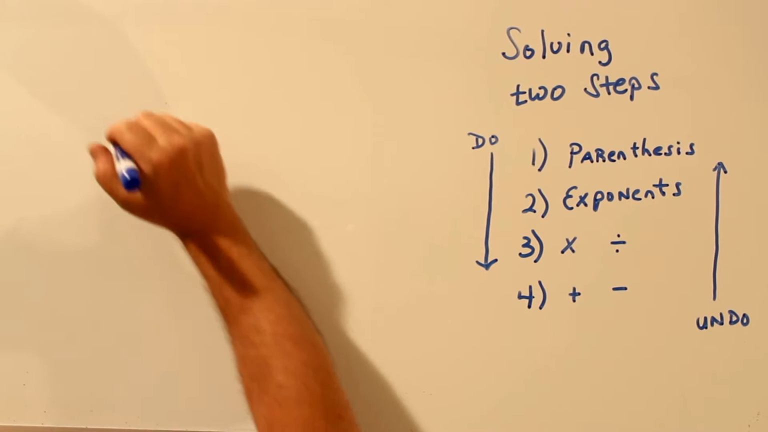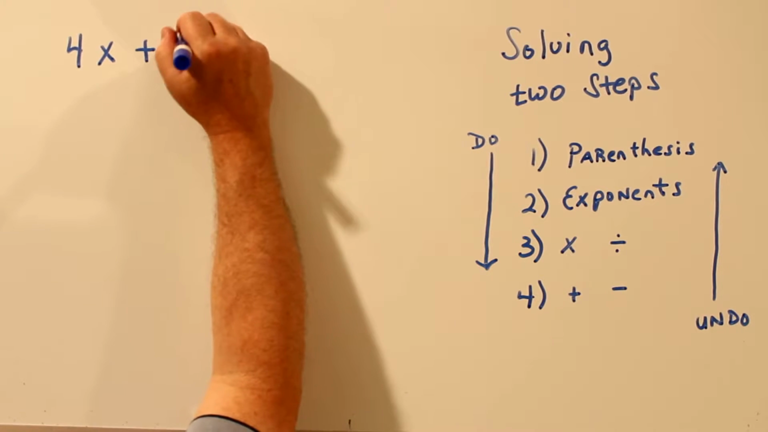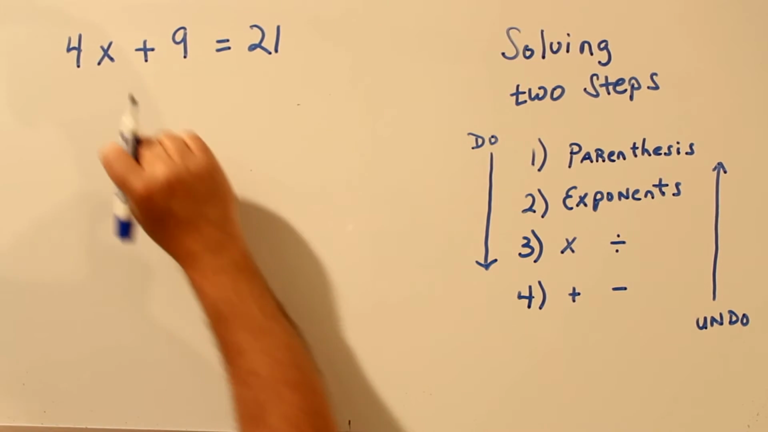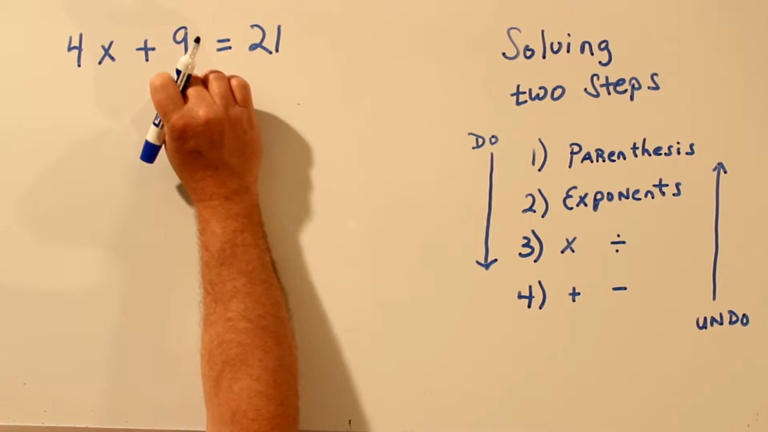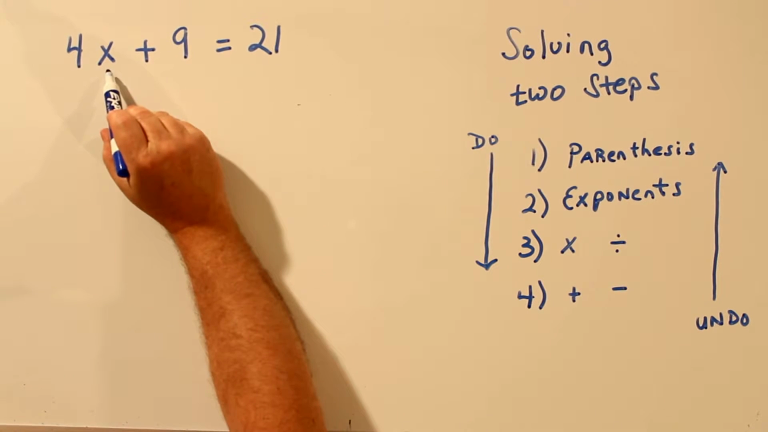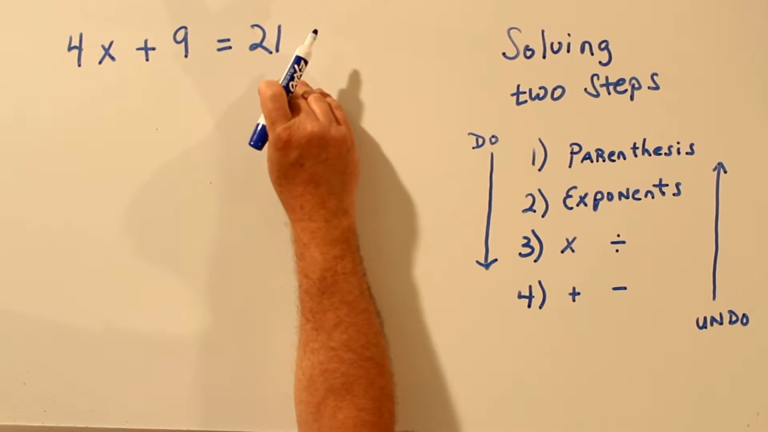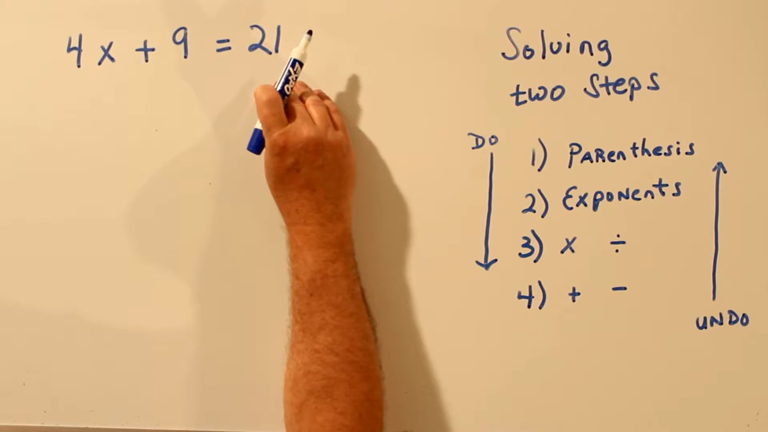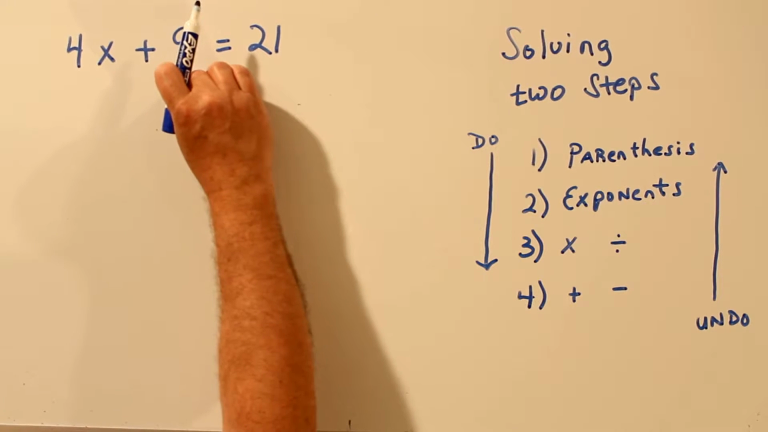Let's look at an example. Let's solve for x, where 4x plus 9 equals 21. Here we're multiplying 4 times x and we're adding 9, and in order to solve for x we have to get x all by itself on this side of the equation and all the numbers on this side of the equation. Well, we've got 2 things going on. We've got multiplication, 4 times x, and we have addition, plus 9.